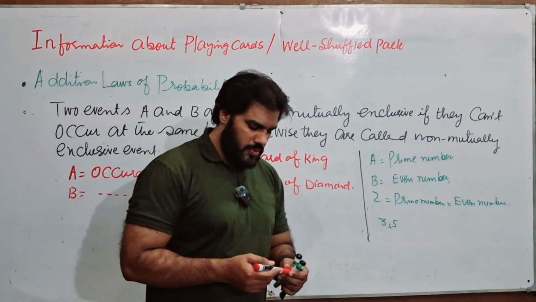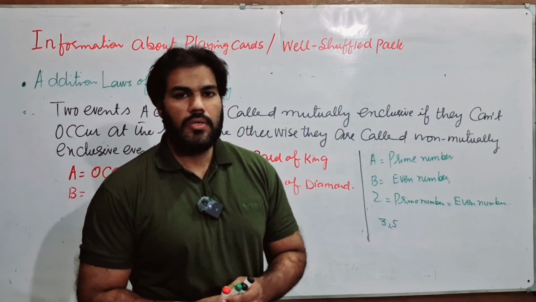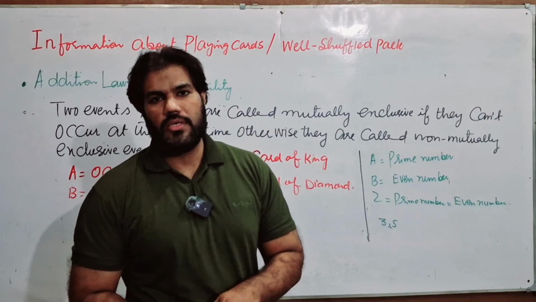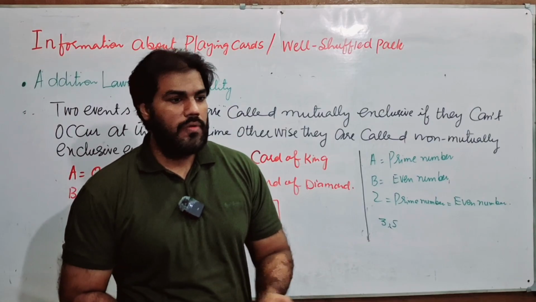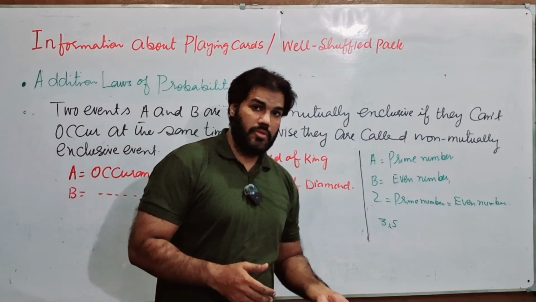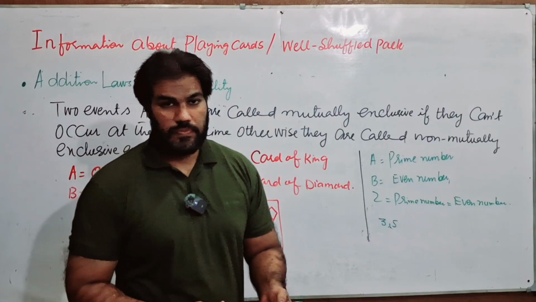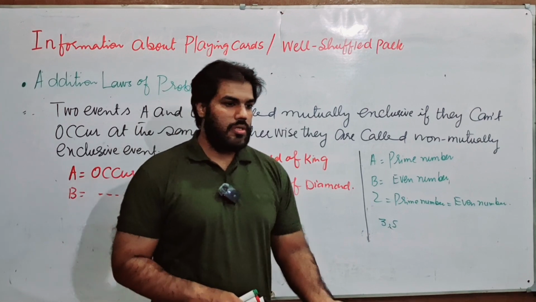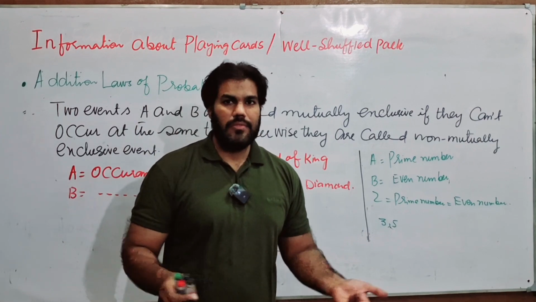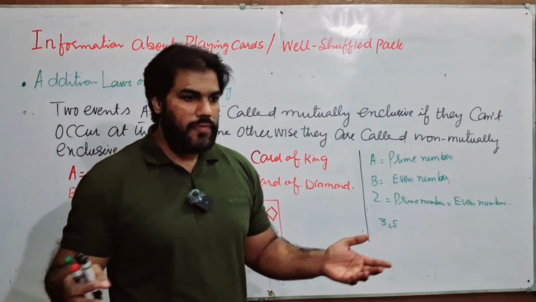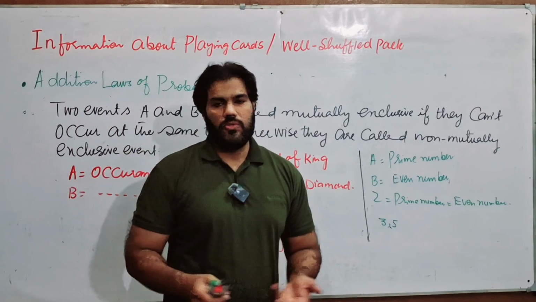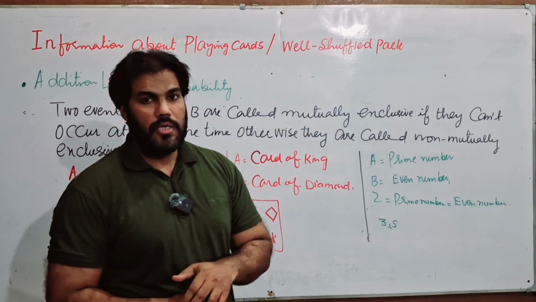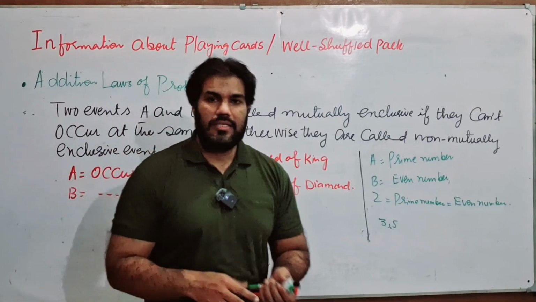So in simple words, if two events occur together, then they are non-mutually exclusive. If they cannot occur together, they are mutually exclusive. For example, your life and death. If A is life and B is death, then A and B both are mutually exclusive, because if you have a life, then death cannot occur, and if death occurs, then you have no life. So in the case of the death and life example, A and B both are mutually exclusive because they cannot occur at the same time.